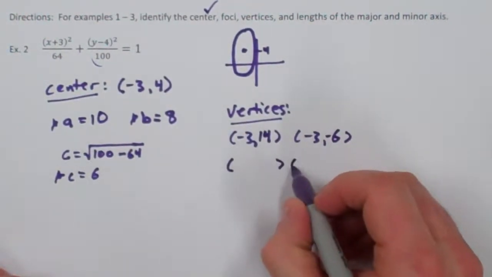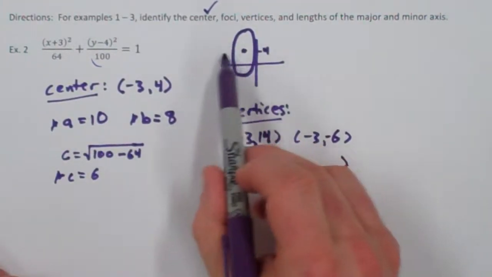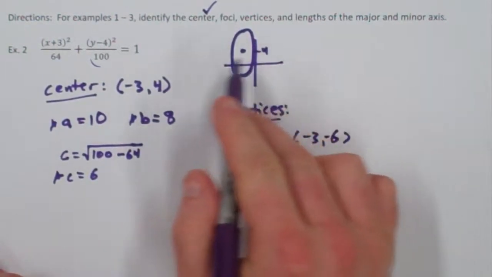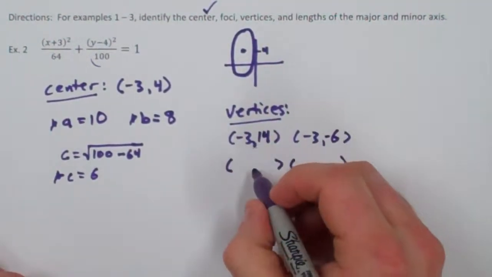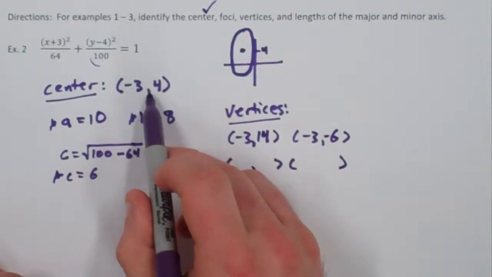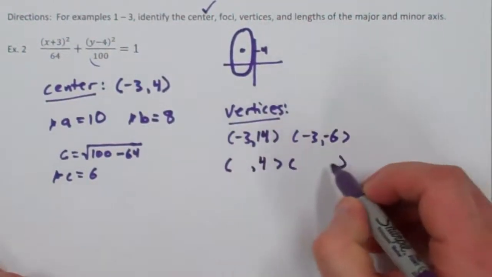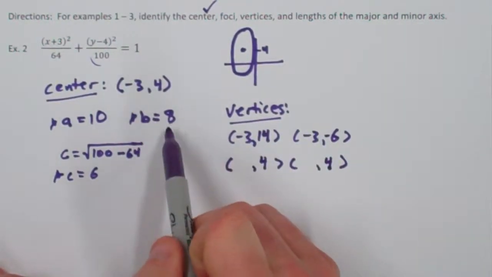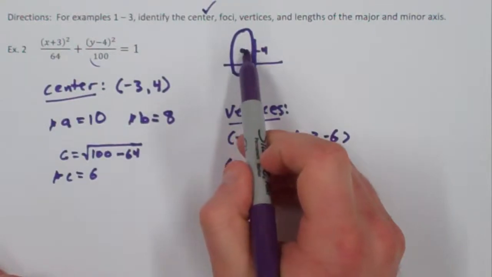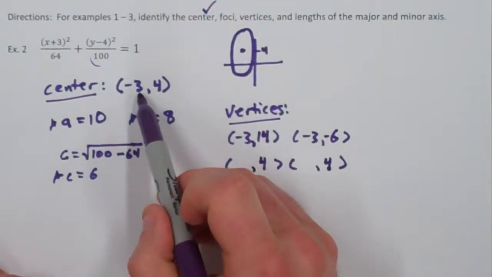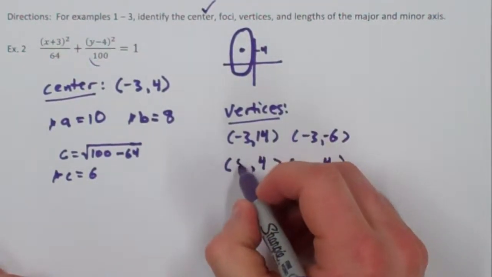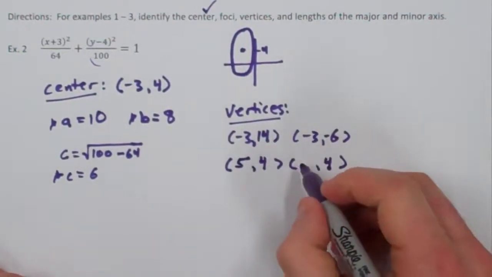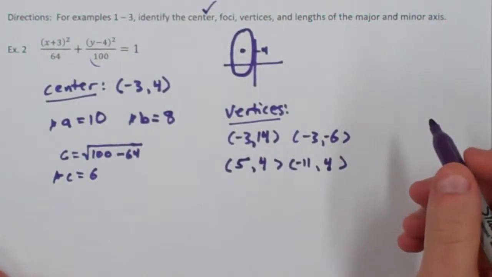We're going to switch gears just a little bit, and we're going to do the minor axis vertices next. So that's in the X direction, or the horizontal direction, which means our X value is going to change, but our Y value will stay the same. We always go right back to our center. So the Y value here is going to stay the same. The X value will change by B. So we need to go right 8 from -3. Of course, -3 plus 8 would be 5. Then we've got -3 minus 8, which would be -11.